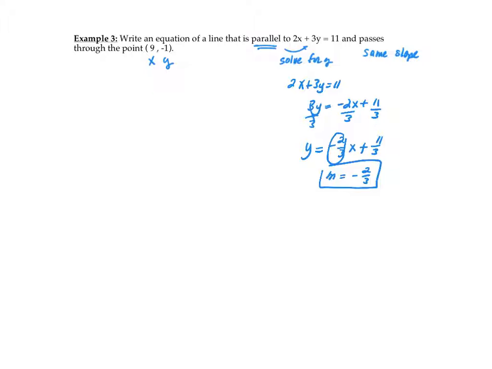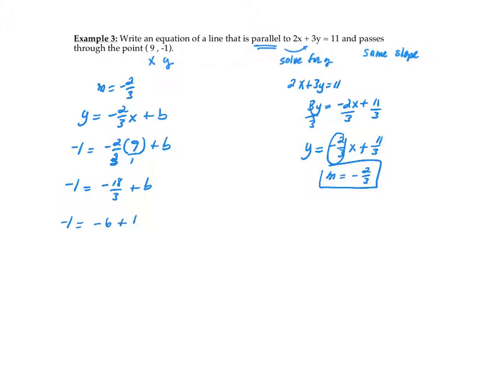So that's our first clue, along with our point being the second clue that we need to write the equation of our new line. So come over here and start off with y equals negative 2/3 x plus b. The second step, plug in what you have for x and y. So negative 1 goes in there for y. We'll have negative 2/3 times 9 for x. Simplify that to negative 18 over 3. Simplify it again to get negative 6 plus b.